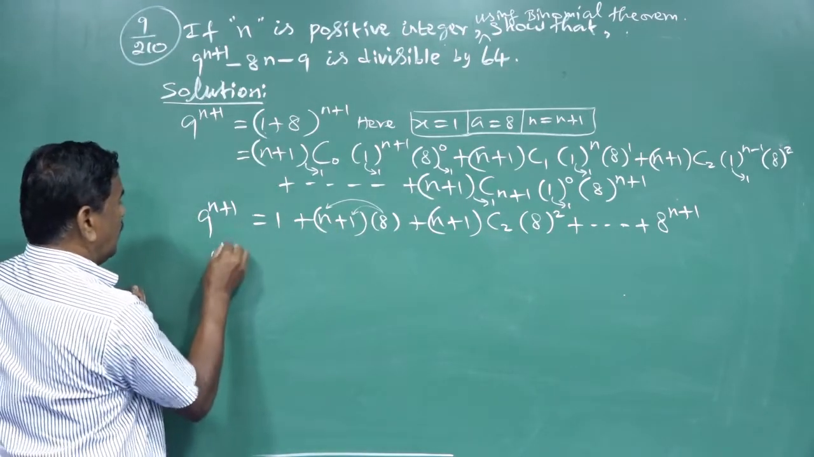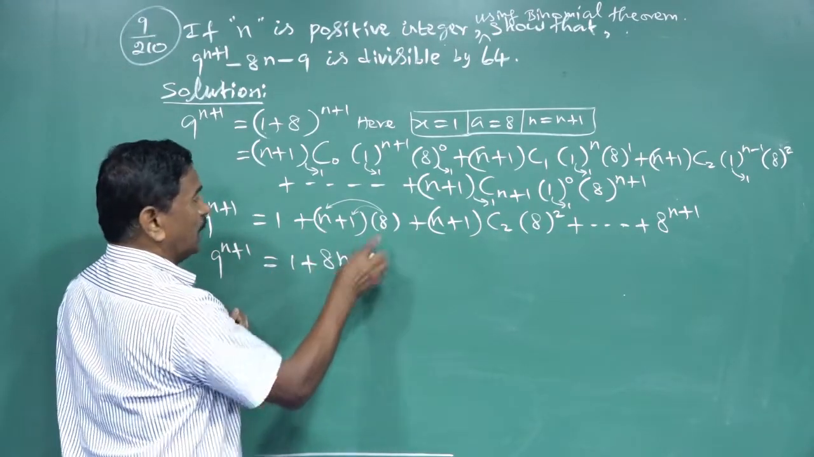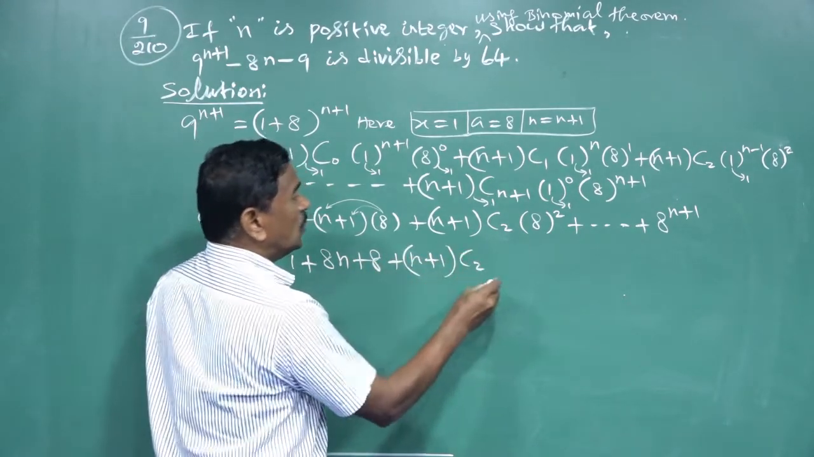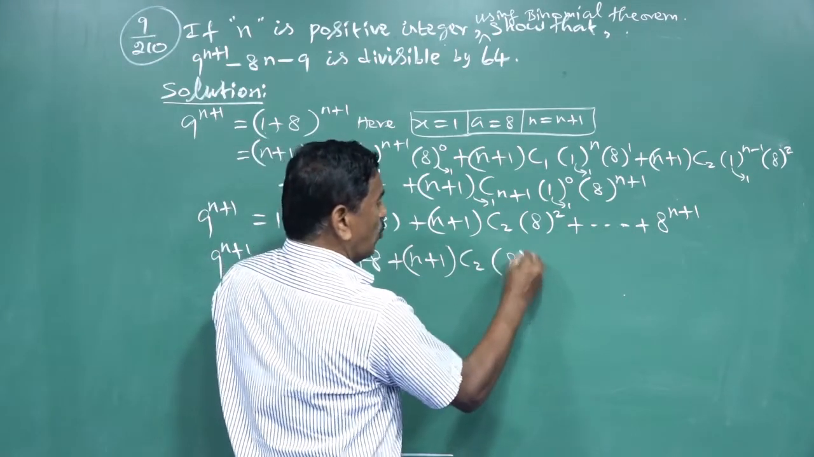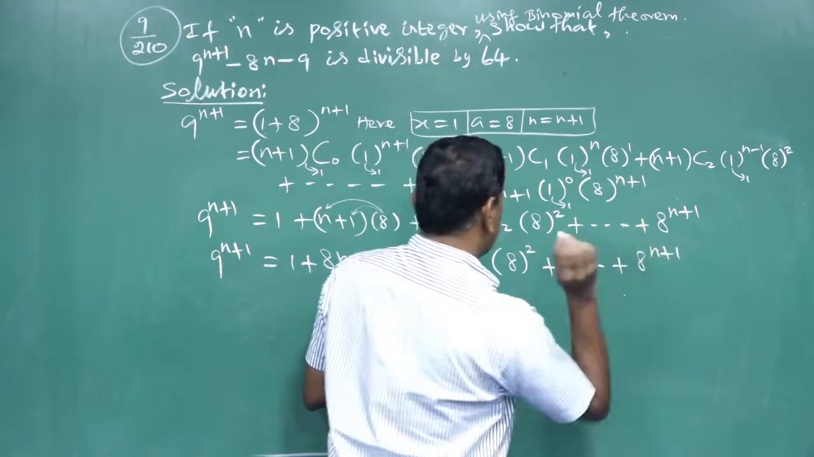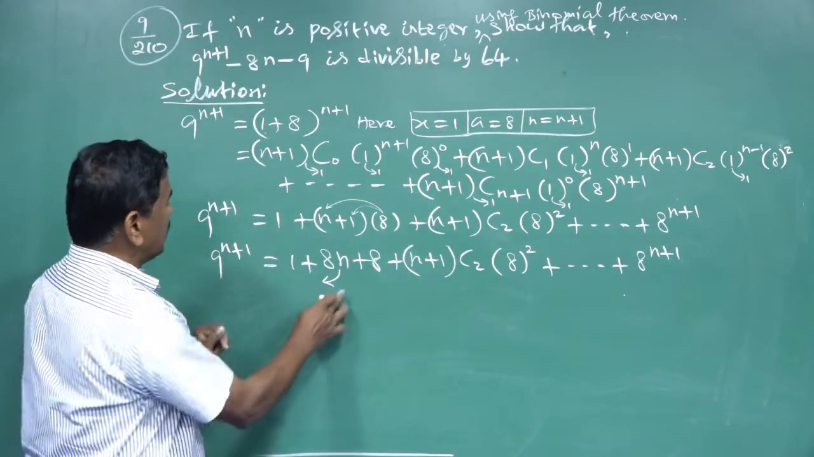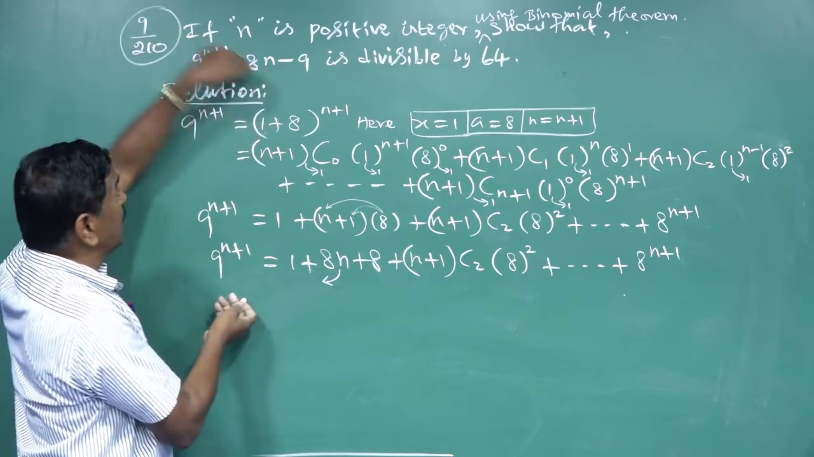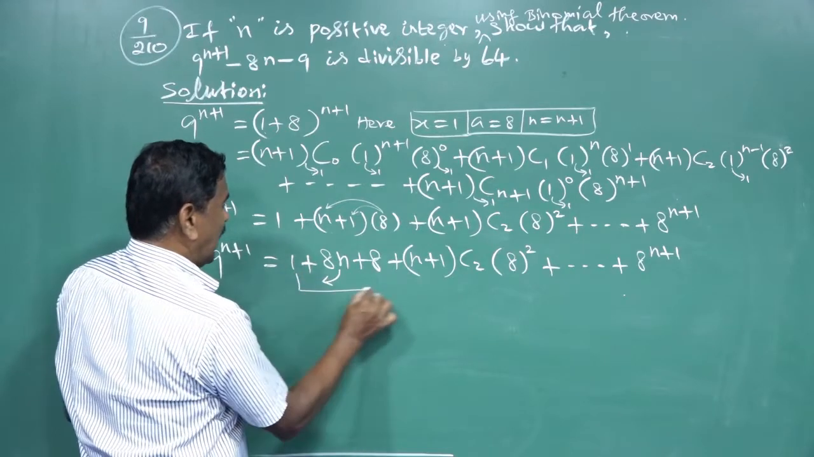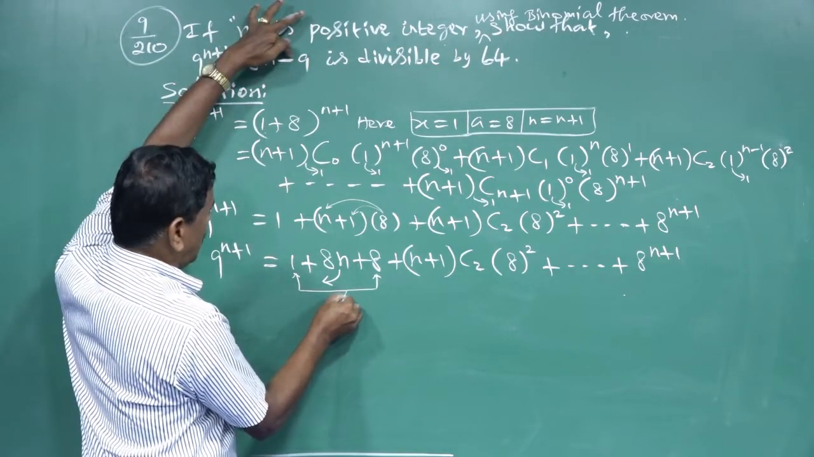Listen carefully. 9 power n plus 1 is equal to (1 plus 8) power n plus 1, which is equal to 1 plus n plus 1 into 8, plus n plus 1 C2 into 8 square, plus etc., plus 8 power n plus 1. Remember the technique. Now 8n comes to the left side, we get a minus 8n. Next, remember here 1 plus 8 equal to 9, so this plus 9 comes to the left side, becomes minus 9.